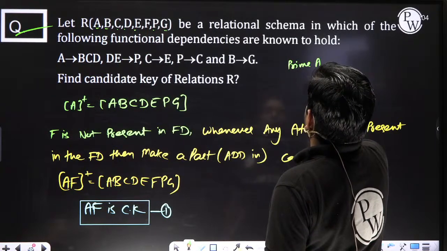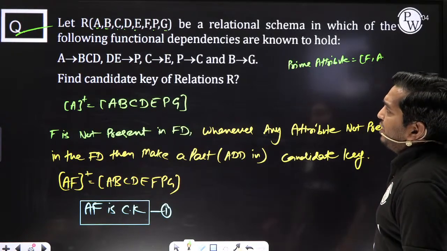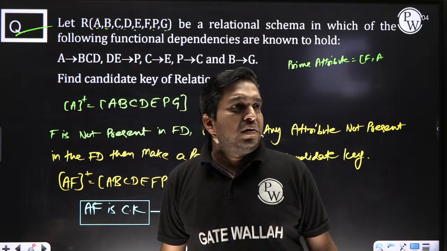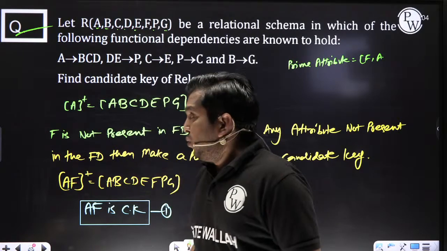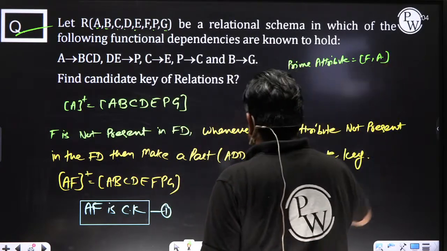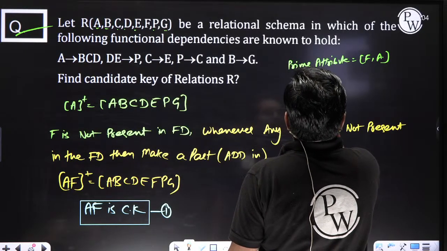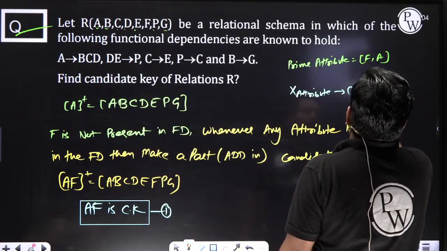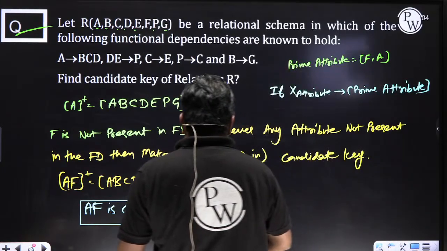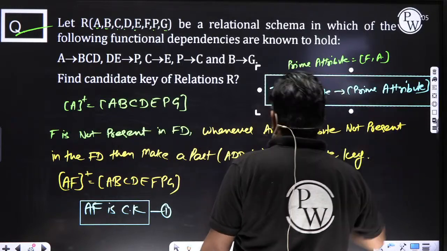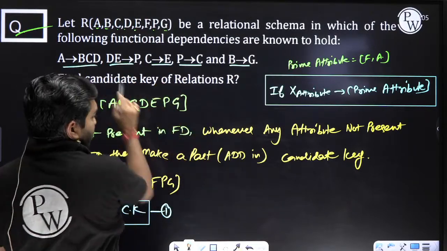So we will write here prime attributes. Prime attributes are F comma A. Now check if there is any situation in which any attribute determines the prime attribute. In this FD set, are F or A present in the RHS? You can see here, no, no, no.